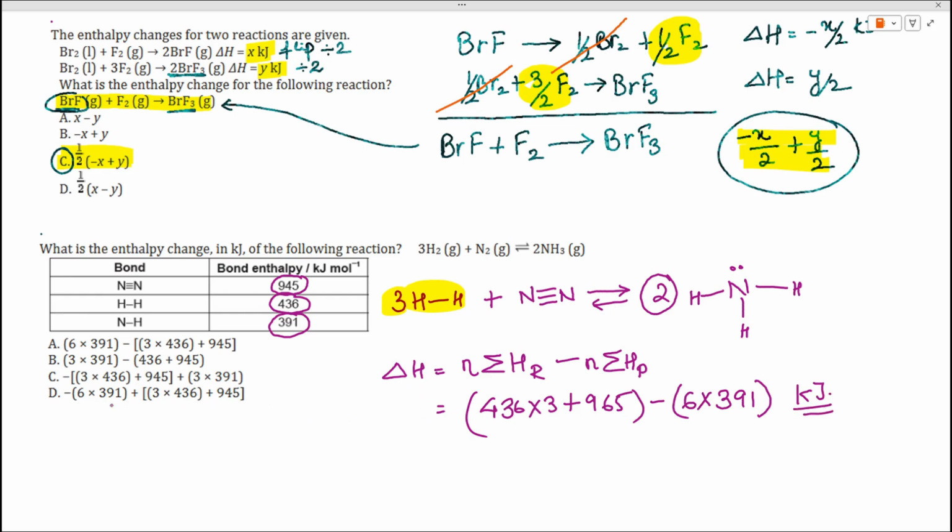So if we try to match it, it matches with option D. The only difference is that this part has been written first and then this part has been written later. So our right answer is option D.